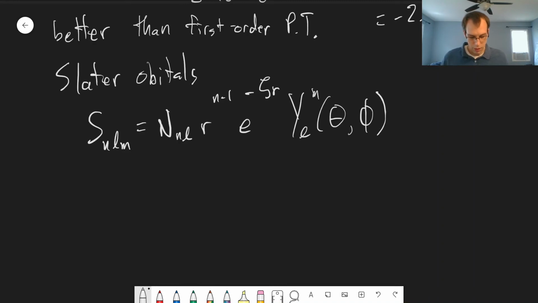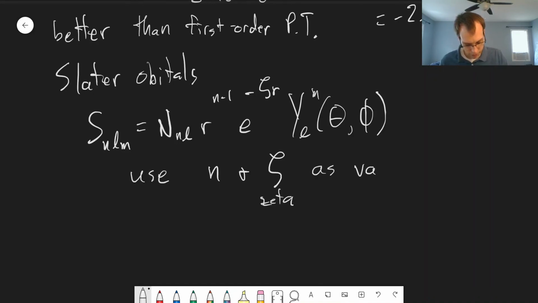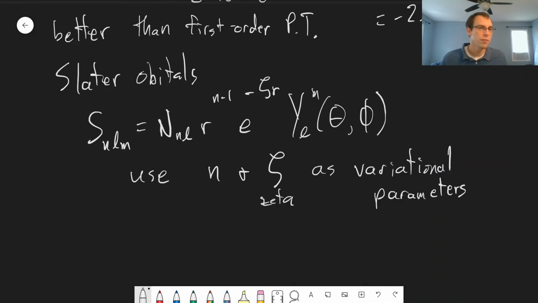Okay, so this is very similar to the hydrogen atom wave functions, but we treat n and, I always have trouble drawing this letter, zeta. So we use n and zeta as our variational parameters.